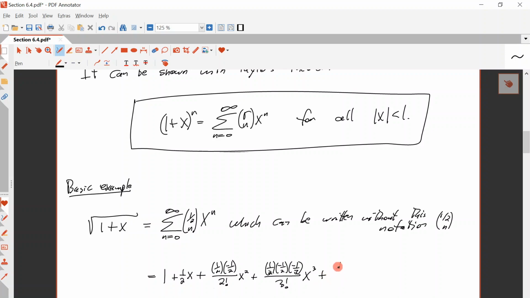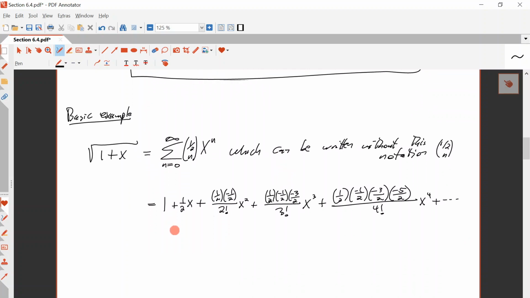Plus 1/2 times minus 1/2 times minus 3/2, then minus 3/2 minus 1 is minus 5/2, over 4 factorial, x to the fourth. So on and so forth.